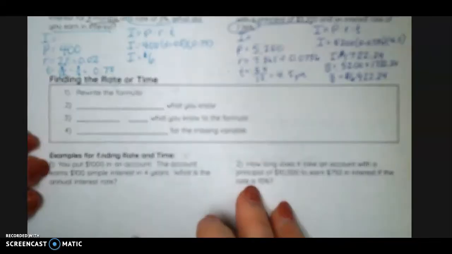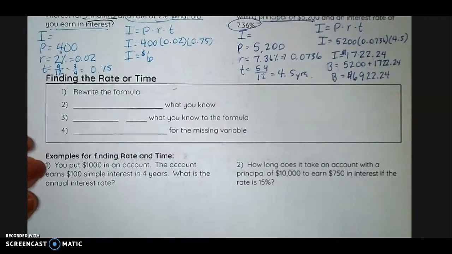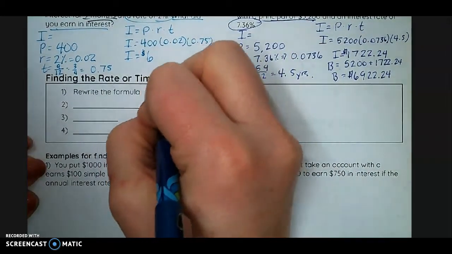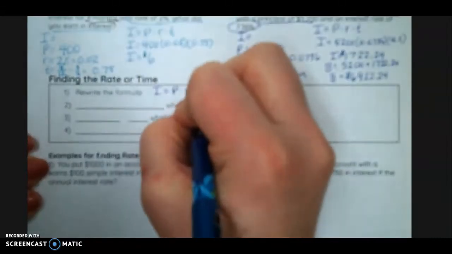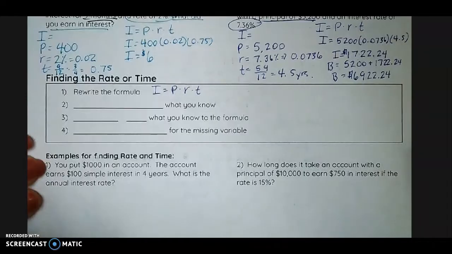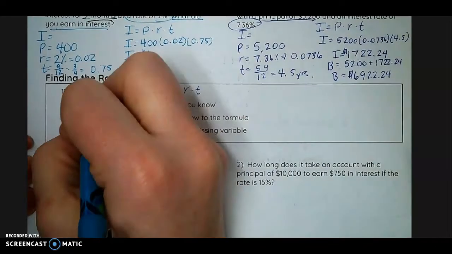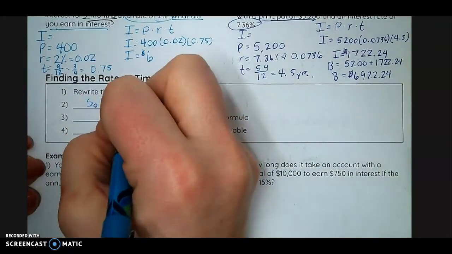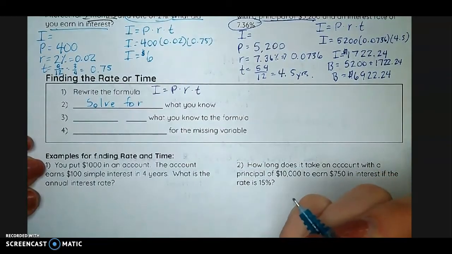This last part down here, we're going to have to find rate or time. So we start with that interest equals principal times rate times time. We're going to rewrite the formula. So I'm going to solve for what I know.